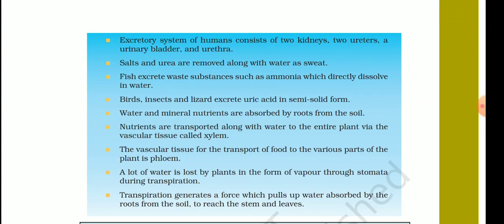Next, excretory system of humans consists of 2 kidneys, 2 ureters, a urinary bladder and a urethra. Salts and urea are removed along with water as sweat. I told you the sweat also acts as a part of excretion. Fish excrete waste substances such as ammonia, which directly dissolve in water. Birds, insects and lizards excrete uric acid in semi-solid form, where the need of the water is very minimum.